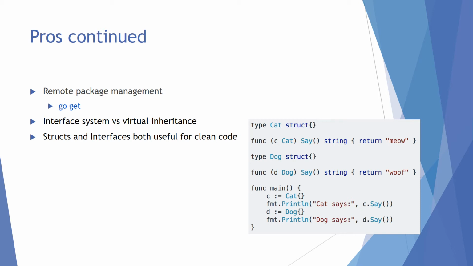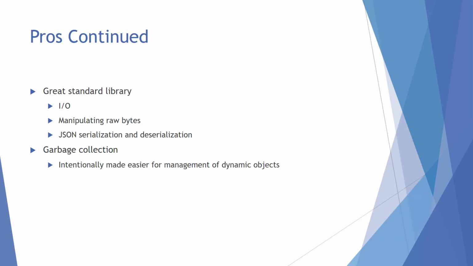As you can see here, we have a couple different structs, which are what they use in Go. There's no classes, but you use structs, and then you can also create linked methods to those structs. So it's similar, but still easy to use. And it also has a great standard library for I/O, manipulating raw bytes, and also for JSON serialization and deserialization using Marshal and Unmarshal commands.